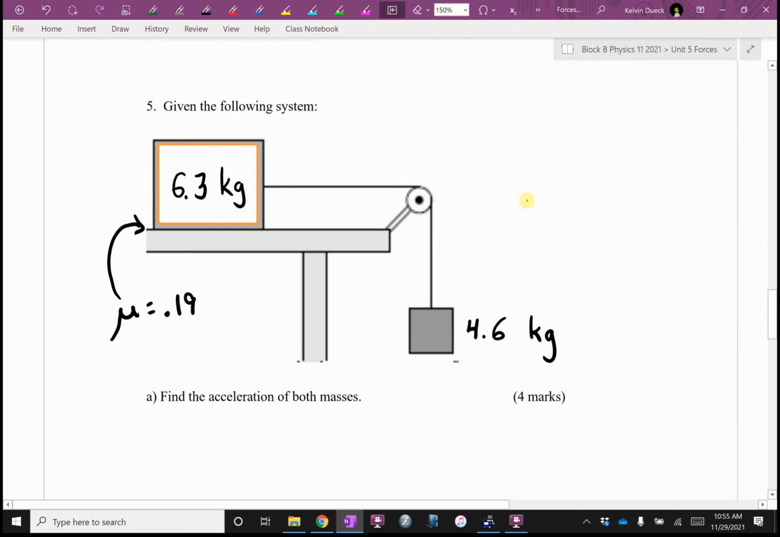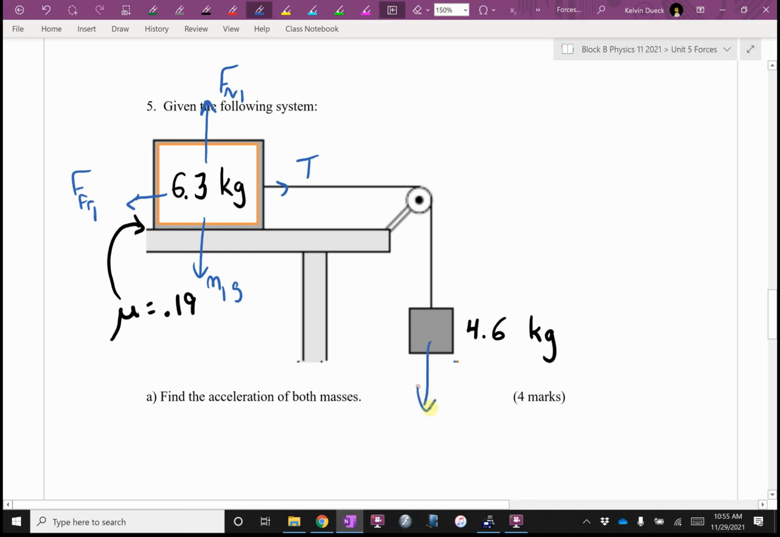Find the acceleration. This is a job for a free body diagram. What are the forces acting on it? M1G, normal force number 1. Since there's more than one mass, I'll call it normal force number 1 to go with mass number 1. Tension. Oh, friction. And again, I'll call it friction force number 1 to go with mass number 1.